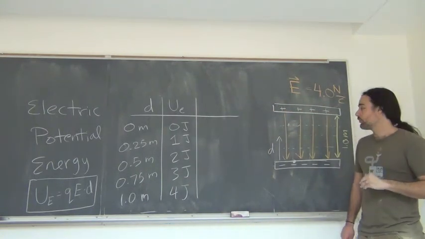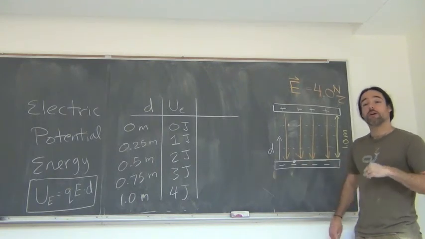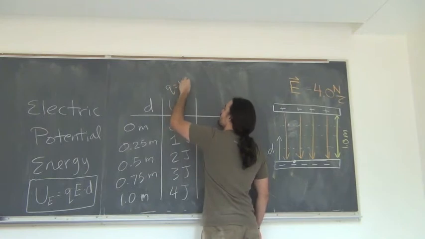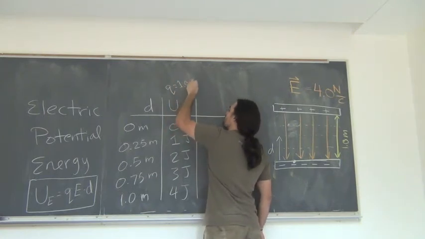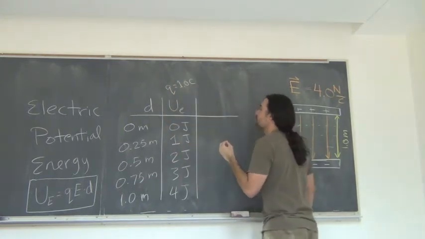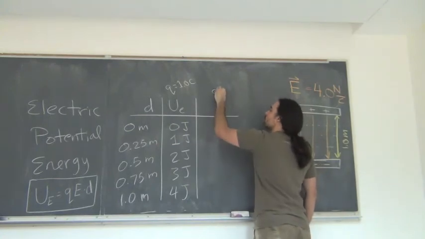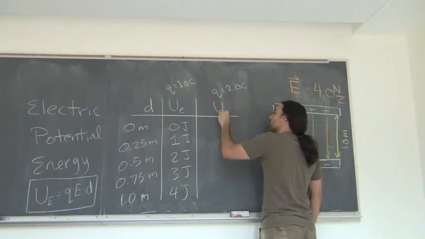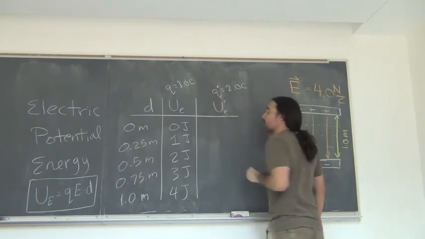Now let's suppose that instead of having a 1 coulomb charge, so this was for Q is 1 coulomb, let's do the same thing, but for a new charge that's twice as big. So that'll be 2 coulombs. And again, we're going to compute the potential energy. I'll call this potential energy prime, and call that Q prime.